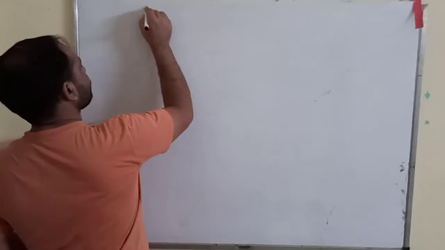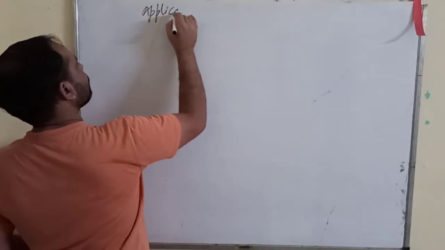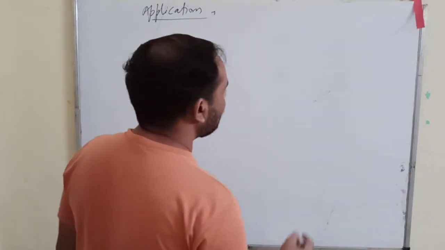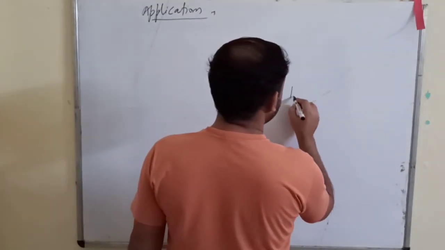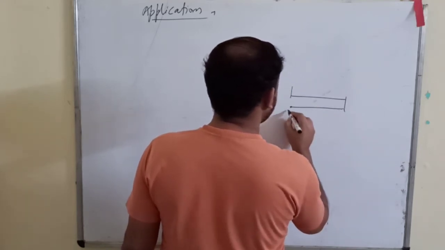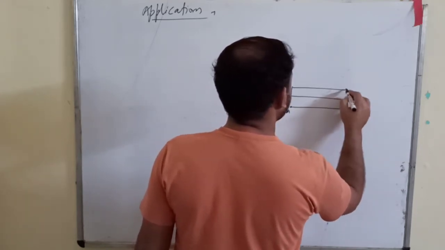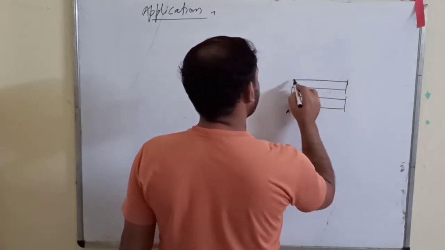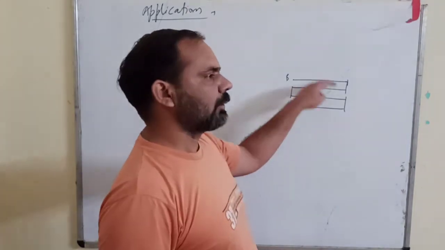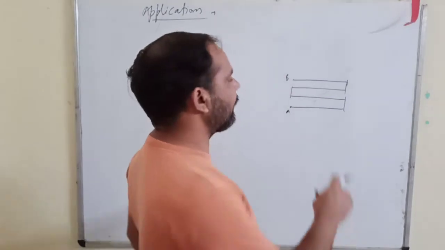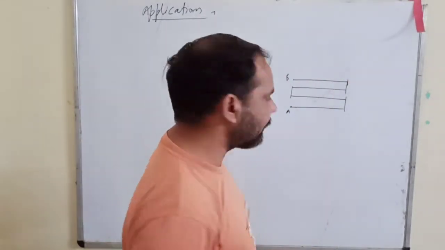Now next is applications. Applications of potentiometer. Now suppose this is my A, suppose this is my B. I'm not making all the 10 wires, you simply understand that they are 10 in number.